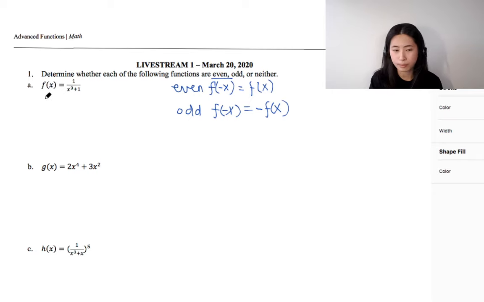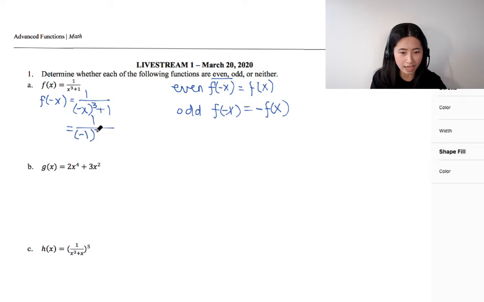So let's start off by plugging in f of negative x right here. We do have 1 over negative x, and then you need to cube this, plus 1. If you think about cubing negative 1, because this is a negative 1 coefficient, we can say that this is going to be 1 over negative 1 cubed, times x cubed. So we're taking out that cube, and then we're left with x, plus 1. Does that make sense?